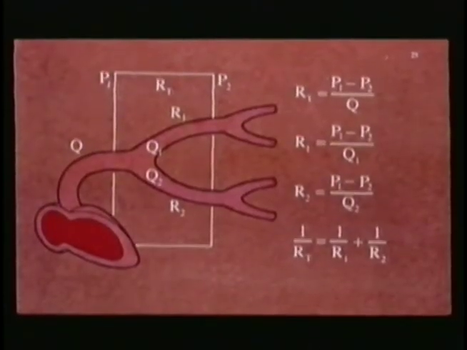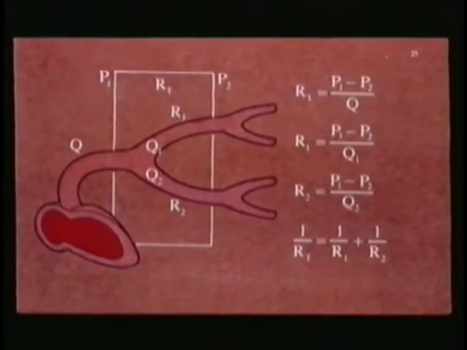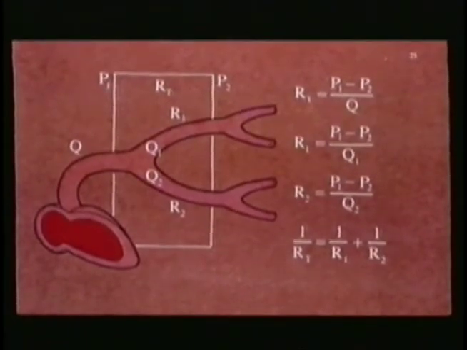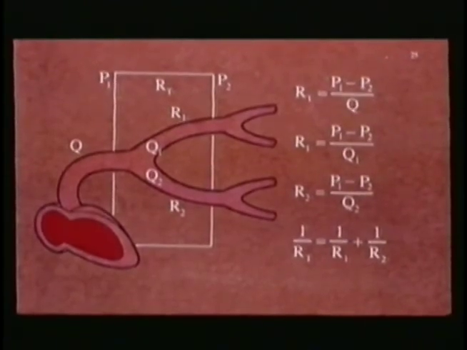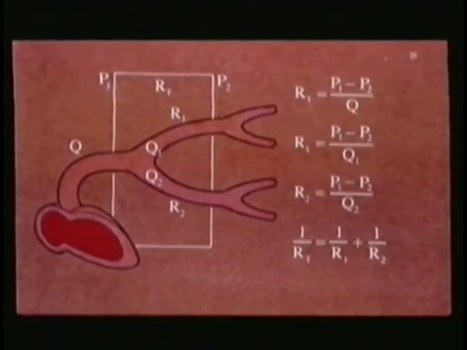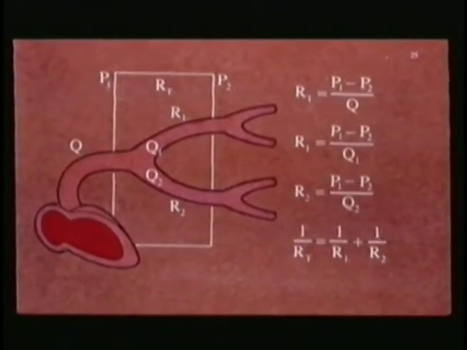25. If we consider a single generation, the contribution of individual parallel vessels to the resistance of a generation can be analyzed. The total flow, Q, is partitioned into Q1 and Q2, flowing into the parallel branches. The total resistance, RT, is defined as the pressure drop, P1 minus P2, divided by the flow, Q. The individual resistances, R1 and R2, can be calculated by dividing their respective flows into the common pressure drop.